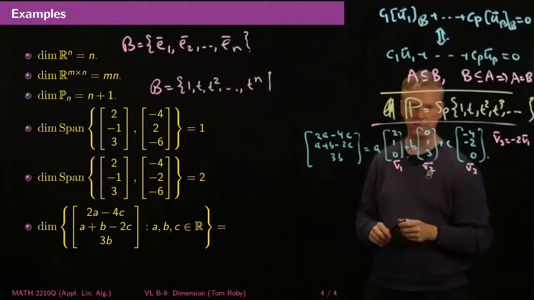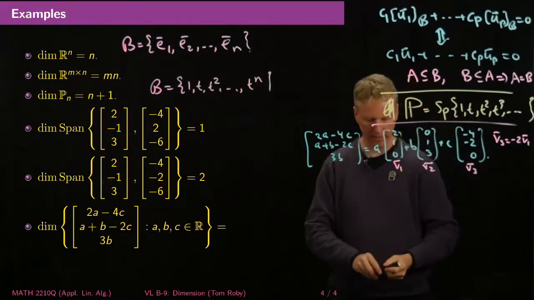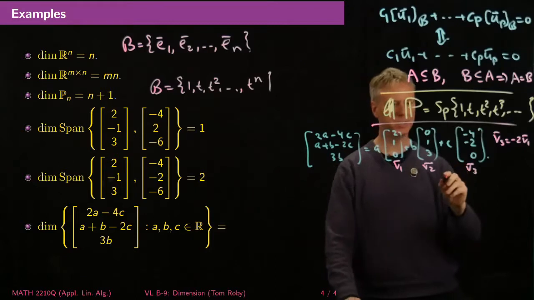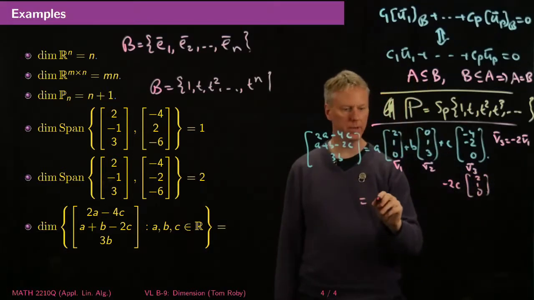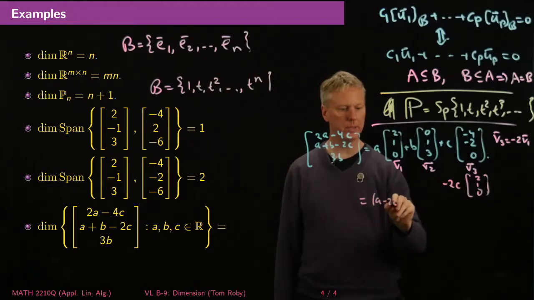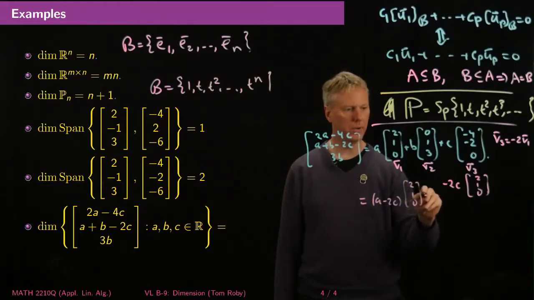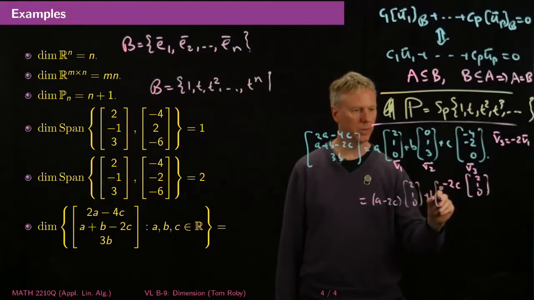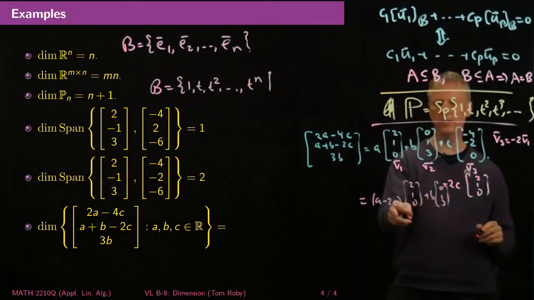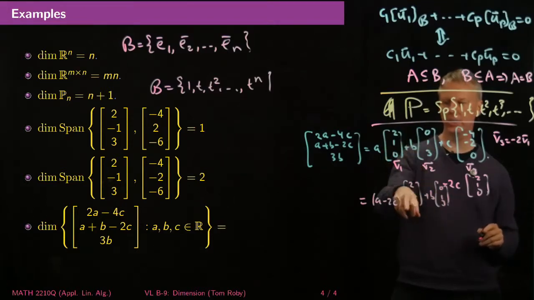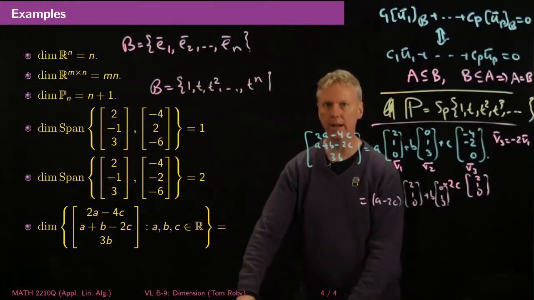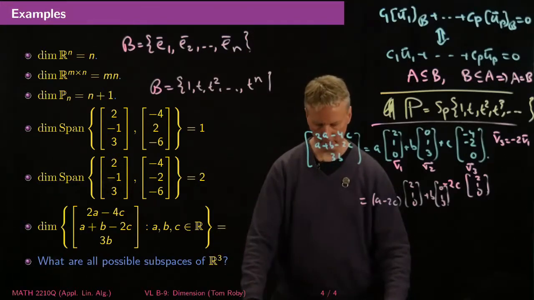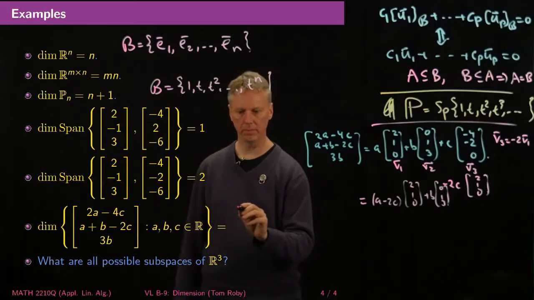So if you wanted to see that quite specifically, you could say this is actually equal to minus 2c times (2, 1, 0). So this whole thing can be written as (a minus 2c) times (2, 1, 0) plus b times (0, 1, 3). In other words, I can write anything as a linear combination of these two vectors. These two vectors are linearly independent. So that means that the dimension of this thing, even though I have three parameters, is actually only going to be 2.